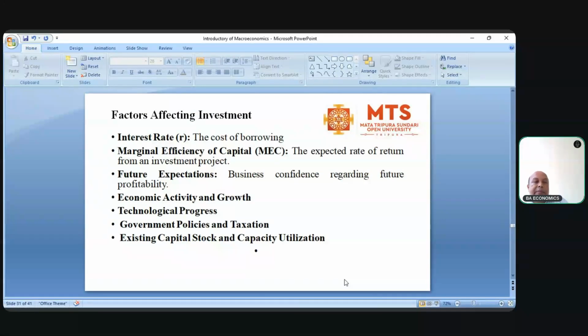Factors affecting investment. These are the various factors I put here which directly affect investment in any country. The first one is the interest rate. I said previously this is the cost of borrowing. There is an inverse relation between the rate of interest and investment. If the interest rate declines, investment will increase, and if the interest rate increases, then investment will decline. So there is an inverse relation between the interest rate and investment. Second one, marginal efficiency of capital.